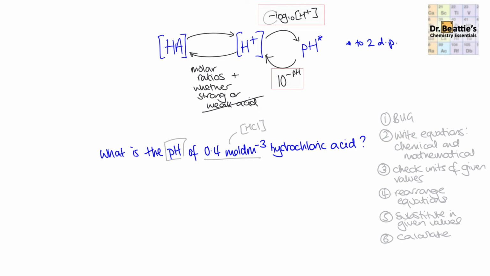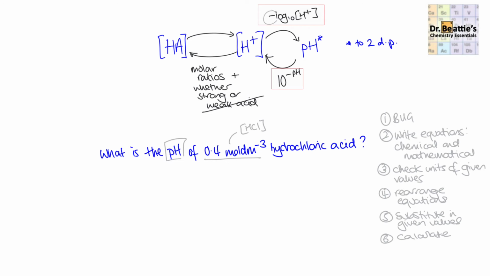Now, the second step gets us to write equations, both chemical and any useful mathematical equations. Now, this relationship we've discussed up here is going to be really key for this, because it directs you on what chemical equation you need to write. So we've been given HCl here and the concentration for it. But in order to work out pH, which is along here, we're going to have to make this stepwise approach. So we're going to have to work out the concentration of H+.